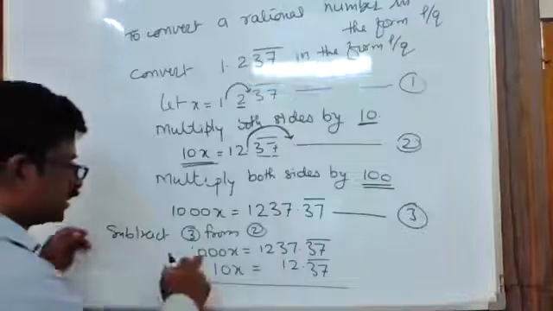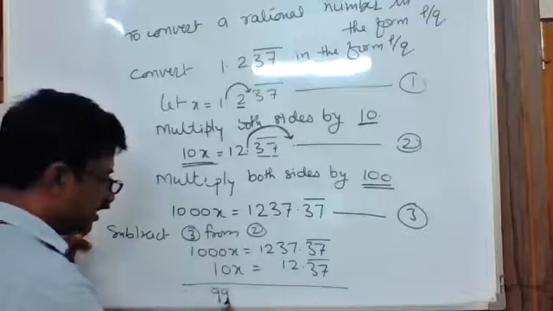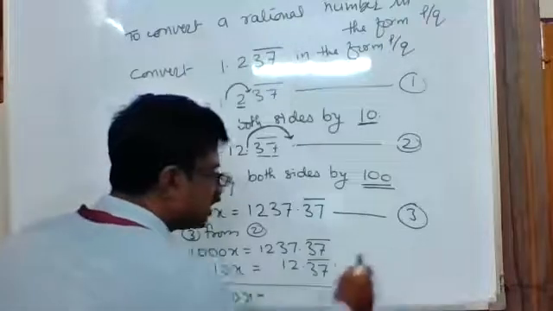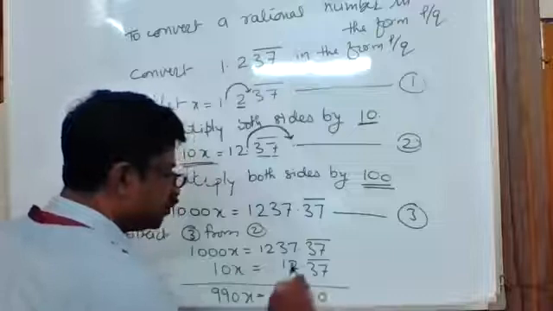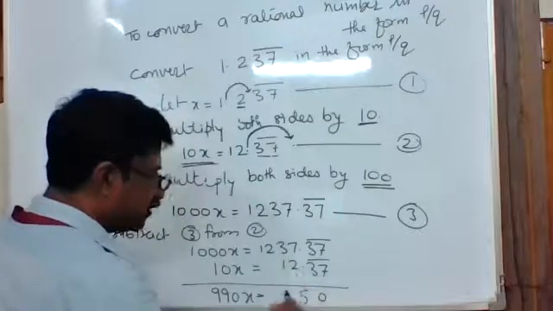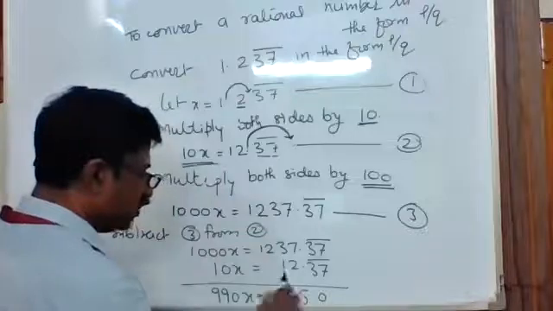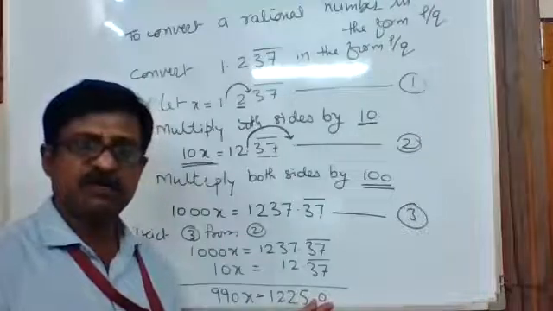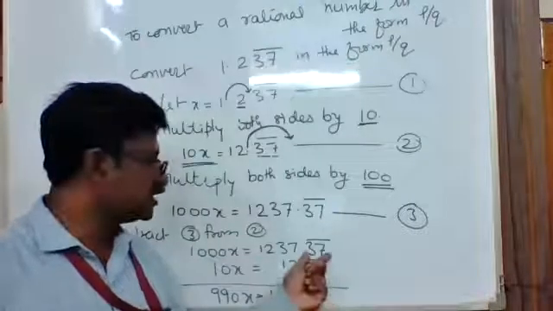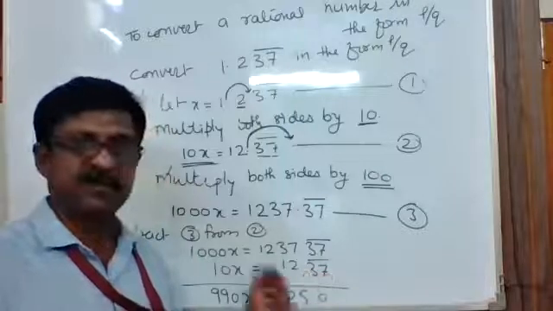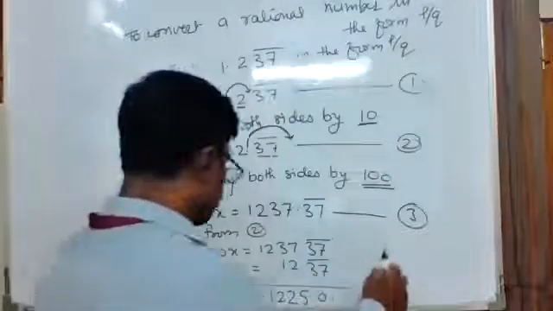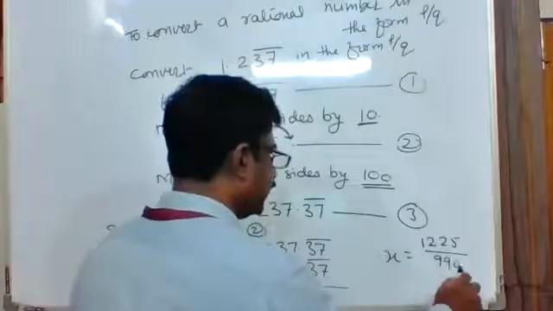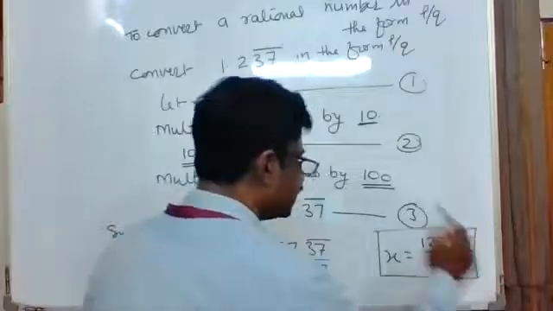Subtract it. 1000x minus 10x is 990x. And 37 bar, since it is continuously repeating, when we subtract it will become 0. 7 minus 2 is 5. 3 minus 1 is 2. 1 and 2 is 2. 1225.0. Make sure after the decimal you get 0.0 because the 37 bar is subtracted and becomes 0. Now what at last did you get? x equal to 1225 upon 990. That's the final answer.